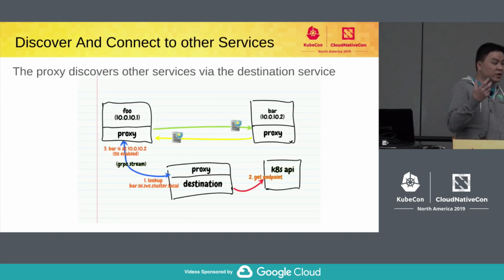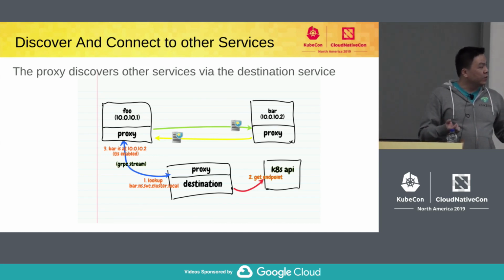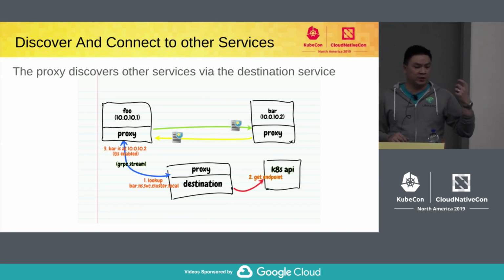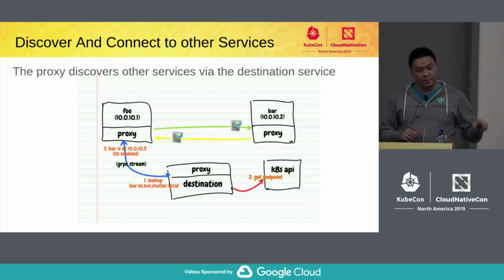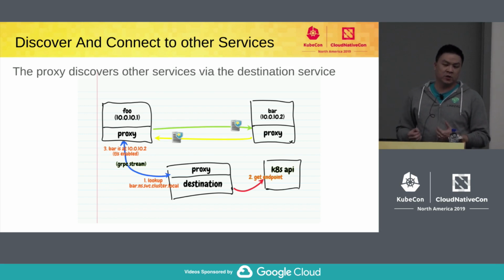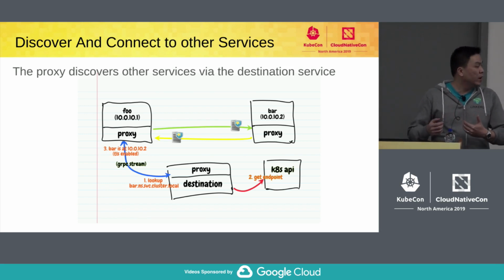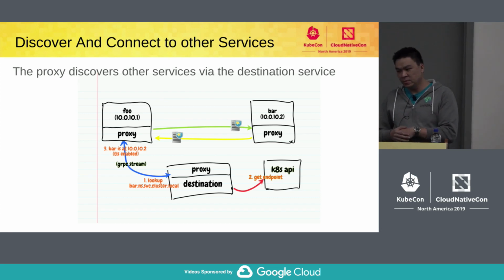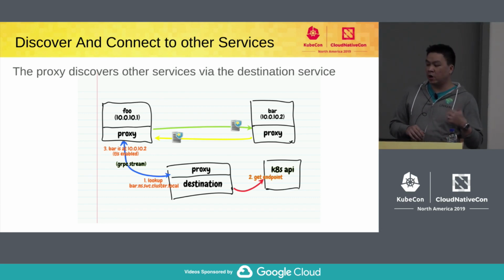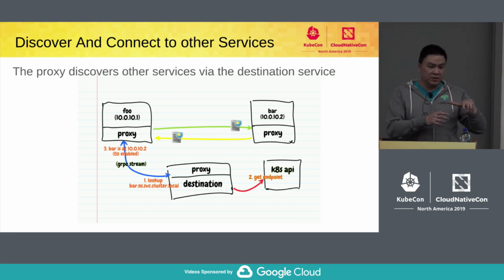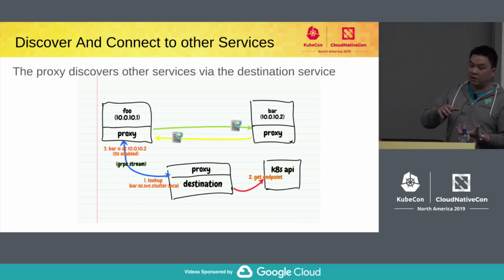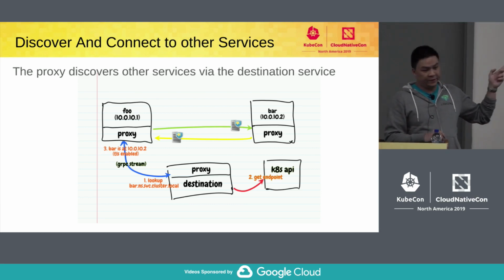And then what happens when two injected proxies try to talk to each other? Again, reading this from left to right, if I have an injected foo service trying to talk to an injected bar service, the first thing the foo proxy does is issue a lookup request to the destination service in the control plane. It says, hey, help me look up where bar.ns is. Then the destination service issues a call to the Kubernetes API service and says, get me the endpoints and all the pod IP addresses. It receives that information, packages it up into something we call a service profile, and sends it back to the foo proxy.